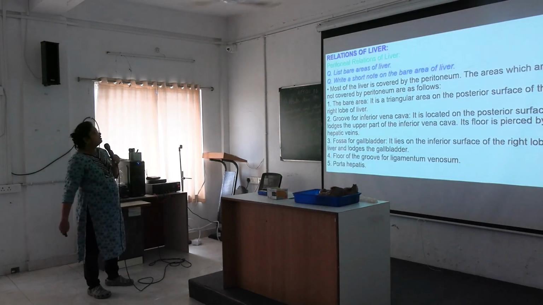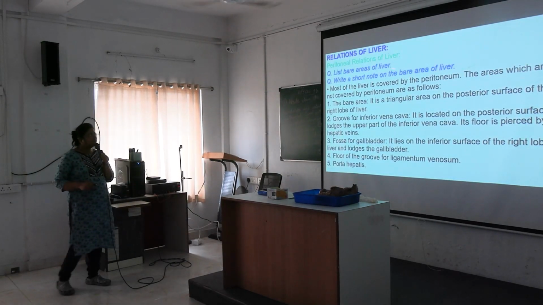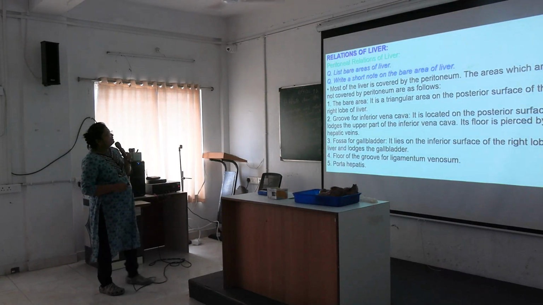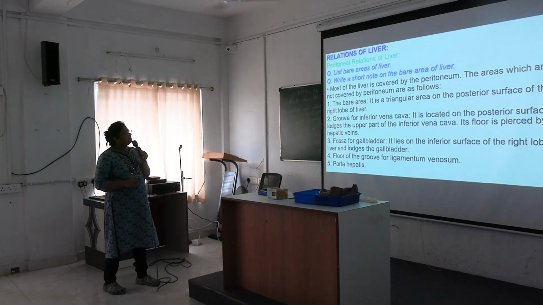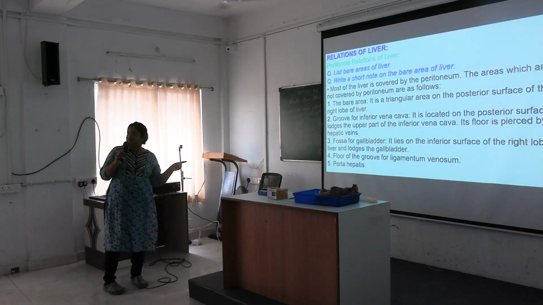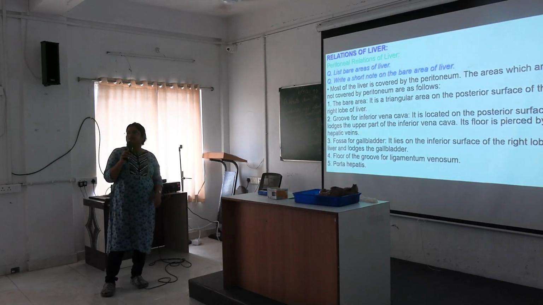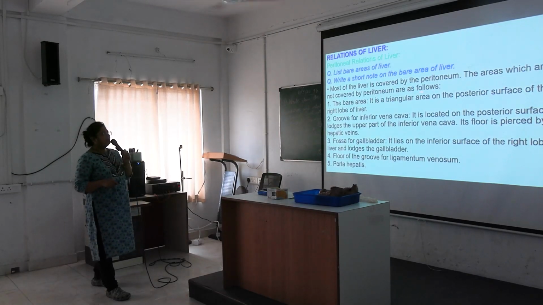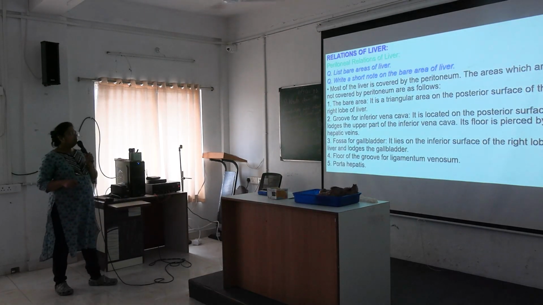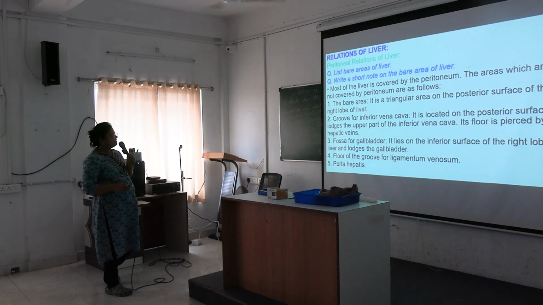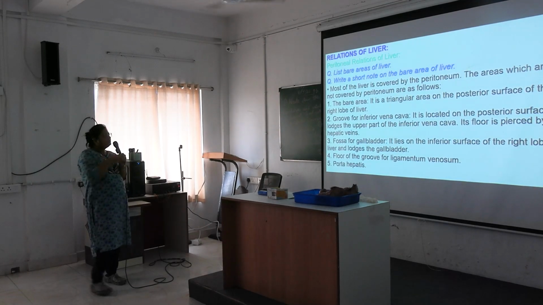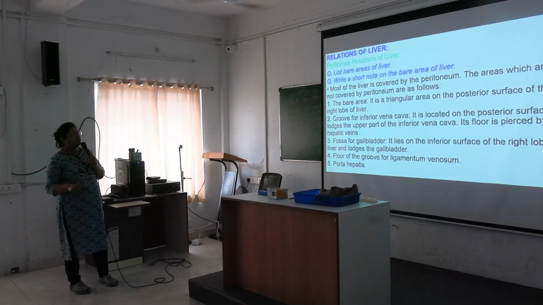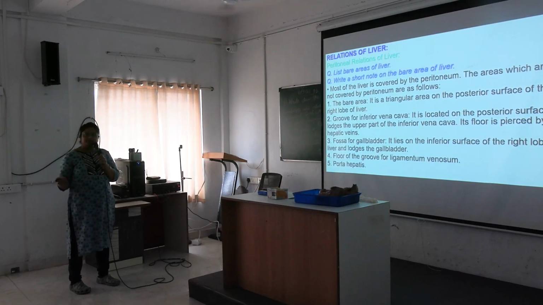Next we are going to the relations of the liver, mainly peritoneal relations. These are the bare areas. List the bare areas of the liver. Most of the liver is covered by peritoneum, and the areas which are not covered by peritoneum are called bare areas. The first and largest one is the bare area, a triangular area on the posterior surface of the right lobe of the liver.